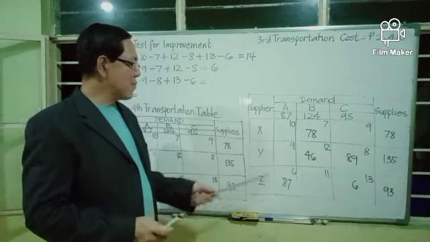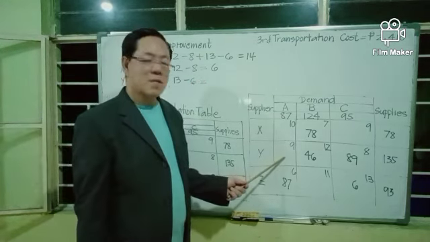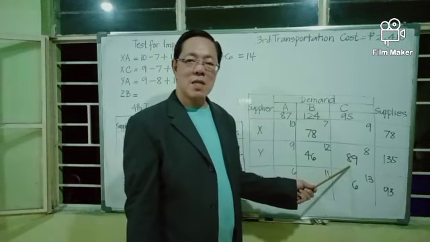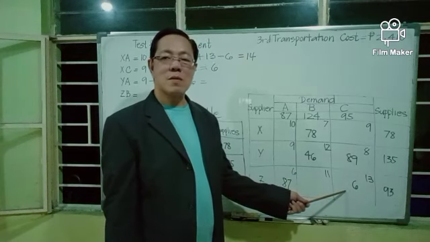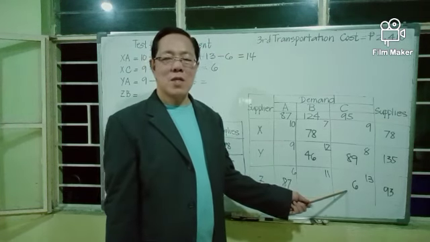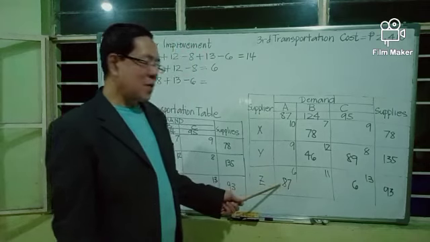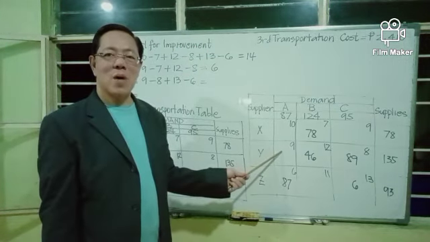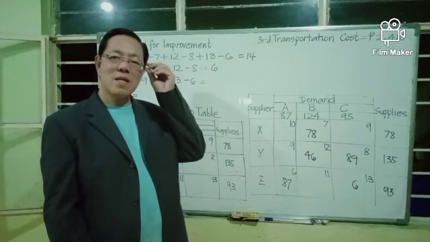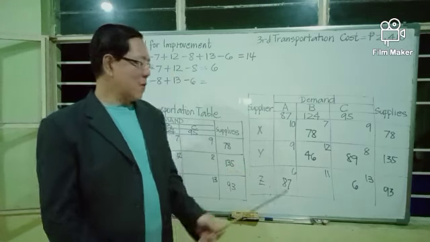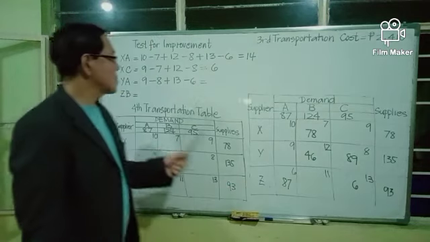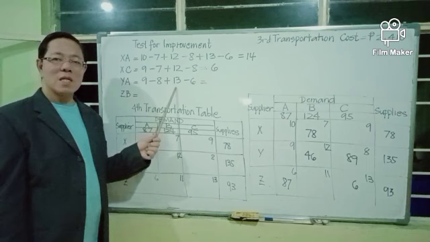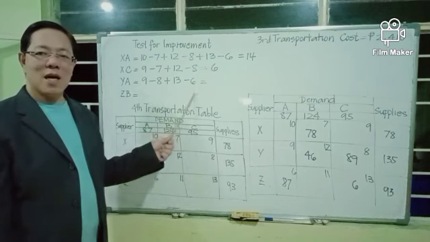Again, the closed path for the vacant cell YA is horizontal to the right up to 89, vertical downward 6, and horizontal to the left up to 87, and vertical upward back to the vacant cell YA. We calculate the net cell cost for the vacant cell YA. We have 9 minus 8 is 1, plus 13 is 14, minus 6 is 8.